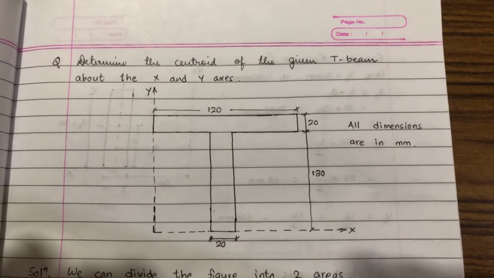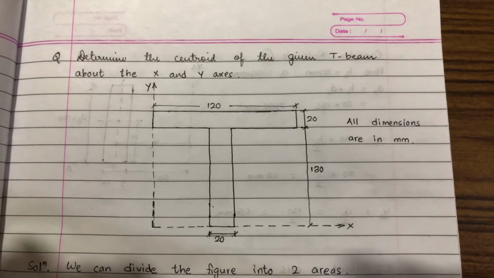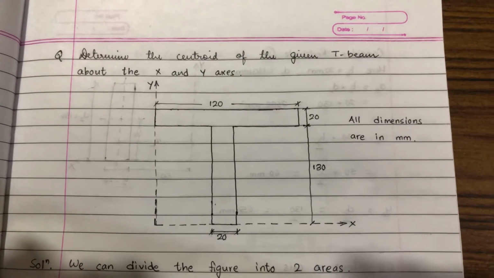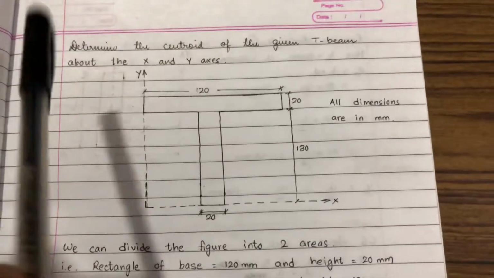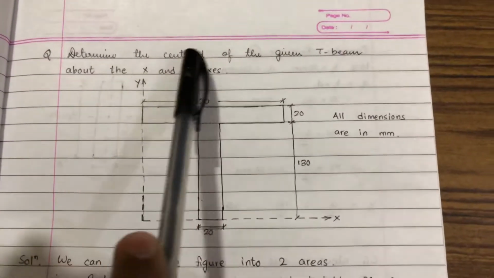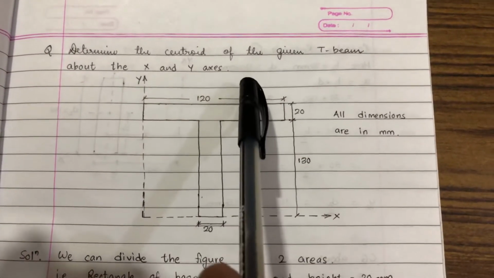We will solve problems to determine the centroid of various sections. This is the first problem. Determine the centroid of the given T-beam about the x and y axis.